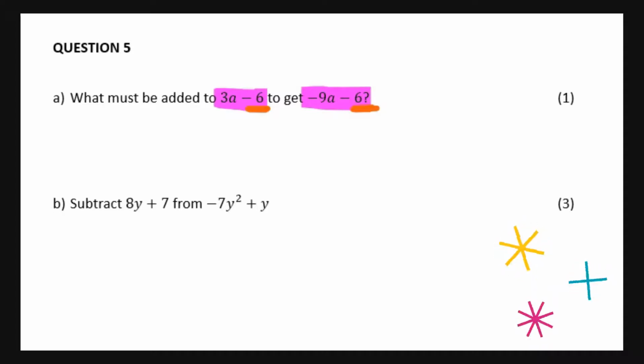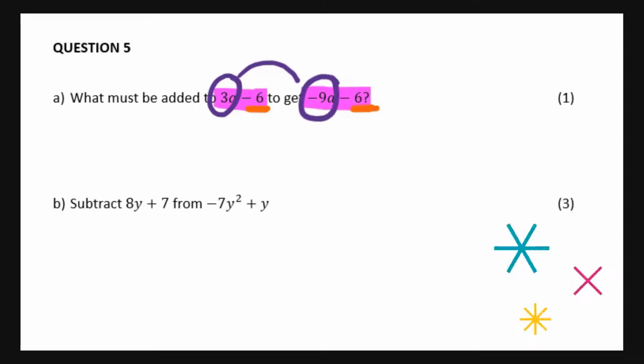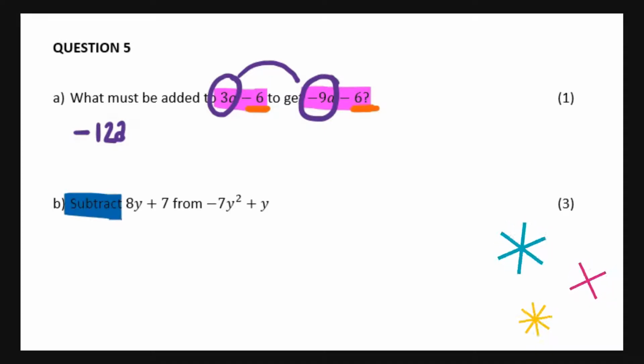The only part where we need to figure out what we added would be, we need to ask the question, what happened from 3a to get to negative 9a? And the answer would be we subtracted 12a. So the only thing that we need to add to 3a minus 6 to get to negative 9a minus 6 would be negative 12a.